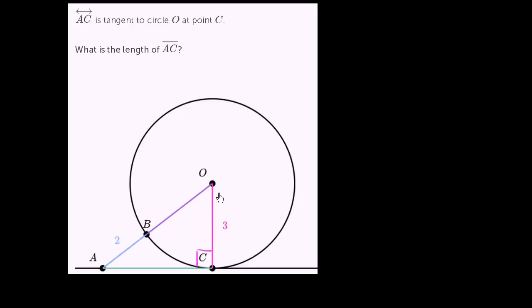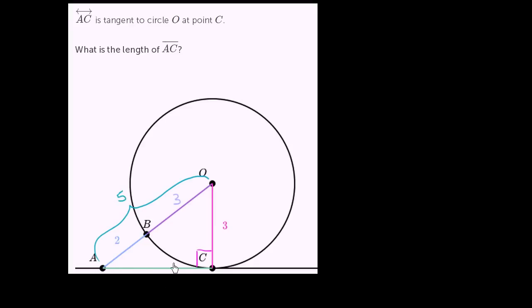OB is a radius. It's going to be the same length as any radius. So this is going to be 3 as well. It's the distance between the center of the circle and a point on the circle, just like the distance between O and C. So this is going to be 3 as well. And so now we are able to figure out that the hypotenuse of this triangle has length 5.